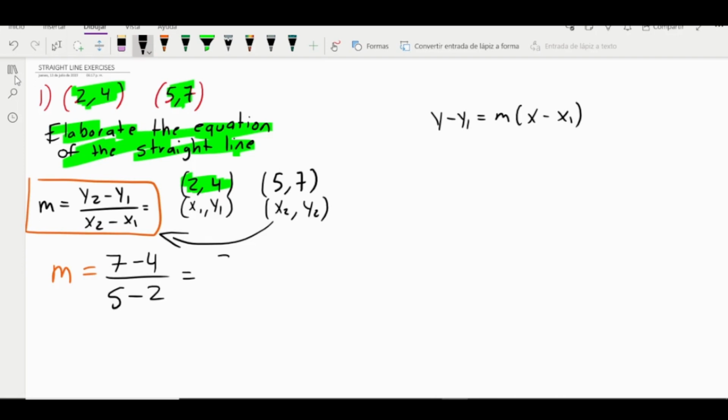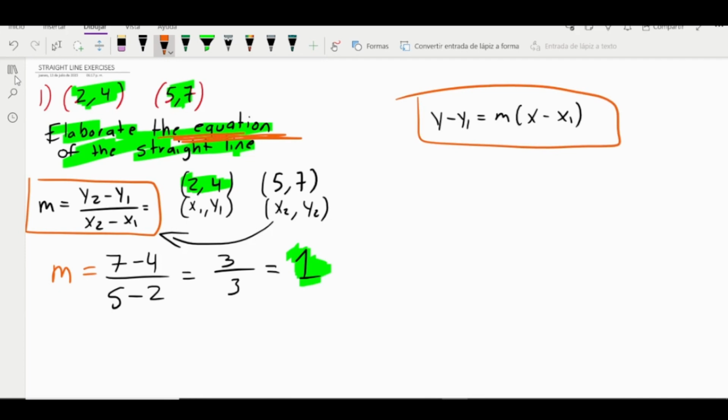So we have 7 minus 4, which is 3, and 5 minus 2, which is 3. And 3 divided by 3 is 1. So 1 is the value of the slope. Now we need to find the equation. Remember that this is the main idea. The only thing we need to do is apply the substitution in this formula.